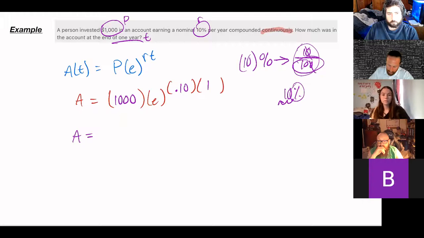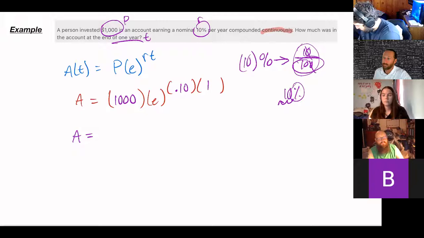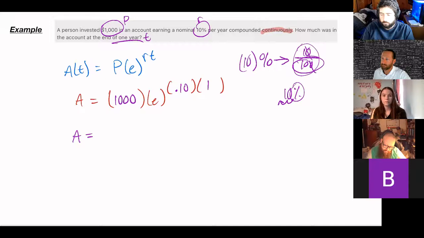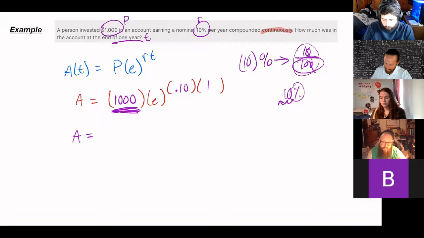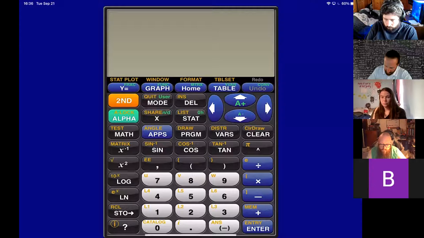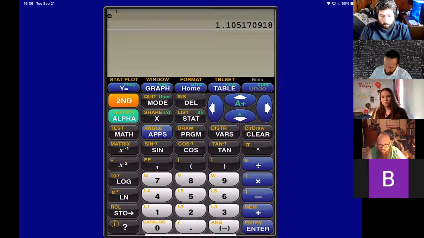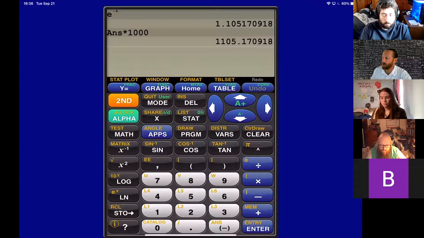Anybody punch that in? Tell me what they got. I chose easy numbers, just so that you can see the setup. What do you know it should be more than? It should definitely be more than $1,000. Otherwise, you screwed up, right? I said 1105.17. Very good. And make sure that you get all of your change. Okay, so I did e to the 0.1, and then I multiplied it by the 1,000, and that's what I got: $1,105.17.